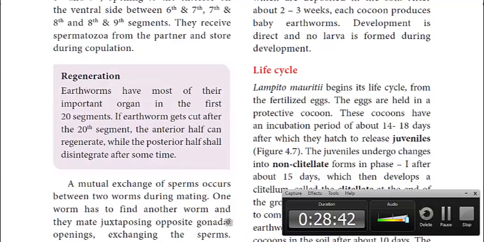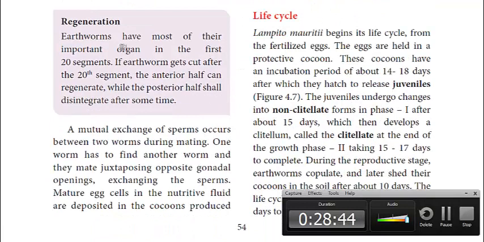Okay. Now regeneration. Earthworm has most of its important organs in the first 20 segments. If the earthworm gets cut after the 20th segment, the anterior half can regenerate while the posterior half may disintegrate. So most of the organs are present வந்து 20th segment குள்ளே எல்லா முக்கியமான ஆர்கன்ஸ்லாம் இருக்கிறதுனால இந்த 20th segment வரைக்கும் கட் ஆயிடுச்சுன்னா இந்த anterior region வந்து திருப்பி posterior region ரீகெயின் பண்ணிக்கும். ஏன்னா posterior region என்ன ஆகும், அது வந்து disintegrate ஆயிடும். Okay, so this is the ability of regeneration seen in earthworm.